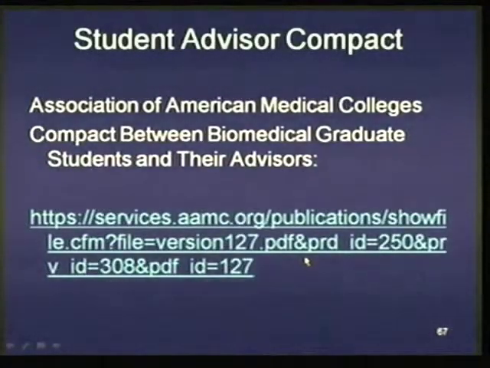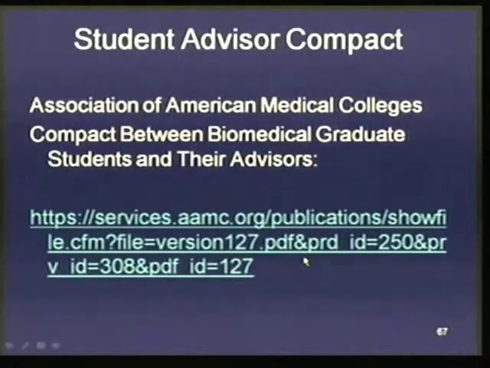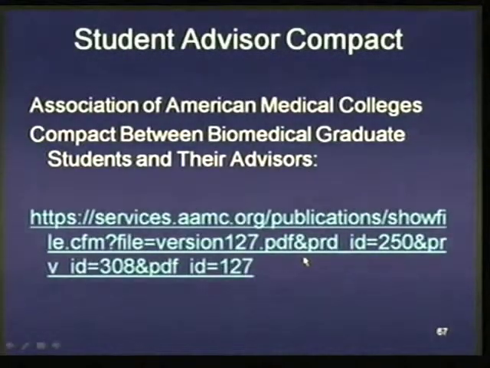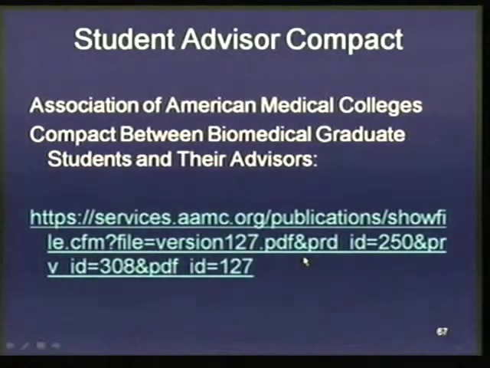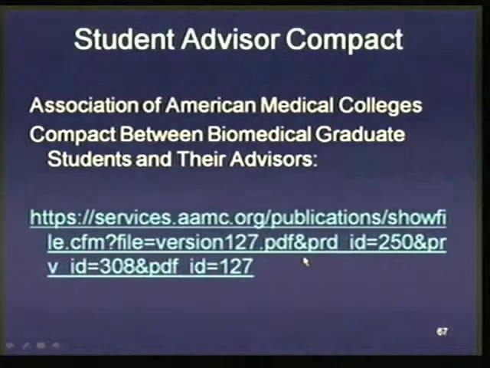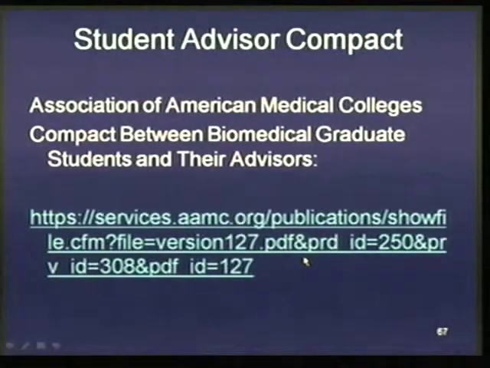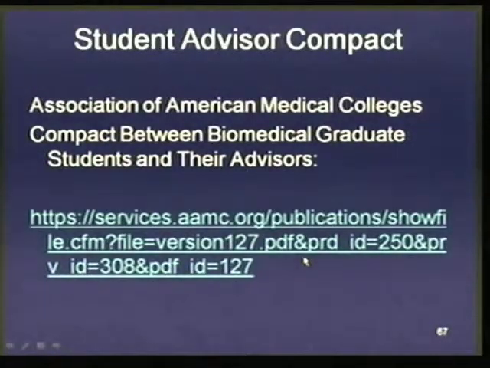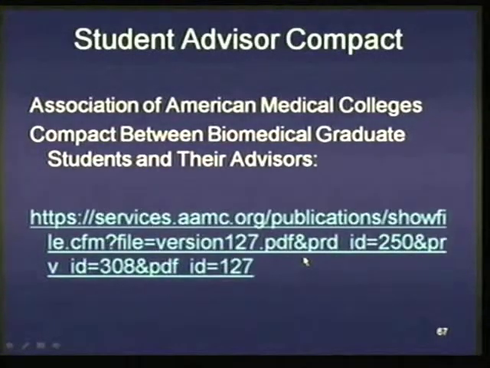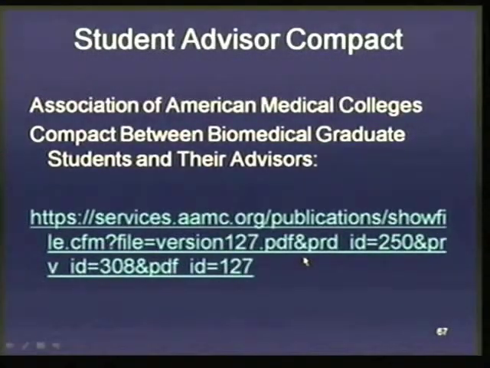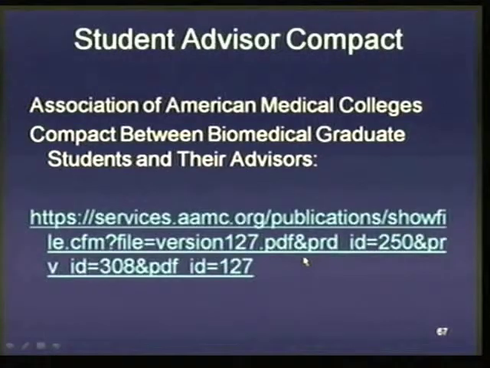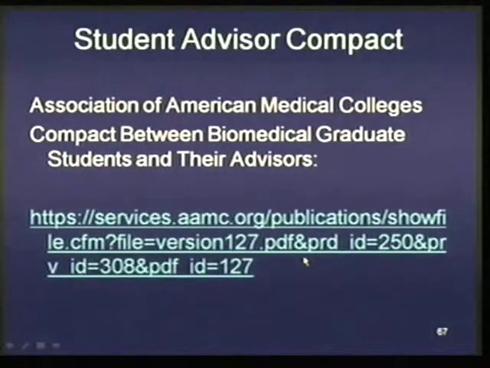Whether that's formally done or informally done may vary from person to person and from place to place, but I think it's a good thing for students to look at as you're matching with your advisors and seeing your career develop. Think about how you're going to be interacting with your advisor and setting up ground rules.